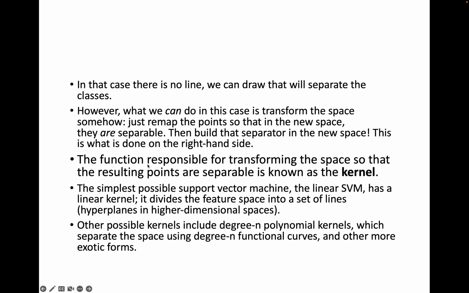The function responsible for transforming the space so that the resulting points are separable is known as the kernel. So what is kernel? Kernel is the function responsible for transforming the space so that the resulting points are separable. The simplest possible support vector machine, the linear SVM, has linear kernel. That is, वो linearly divide करता है. It divides the feature space into a set of lines, hyperplanes, and higher dimensional spaces.